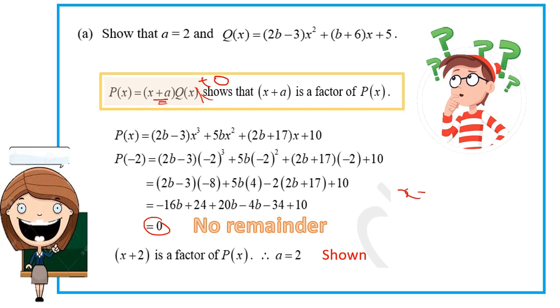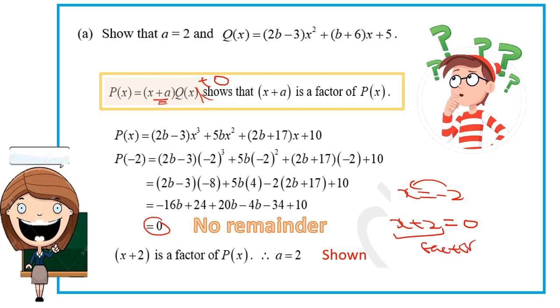Therefore, since x equals minus 2, we can bring forward x plus 2 equal to 0. So this should be a factor. So that means that x plus 2 is a factor. So we can say that the value of a should be equivalent to 2.